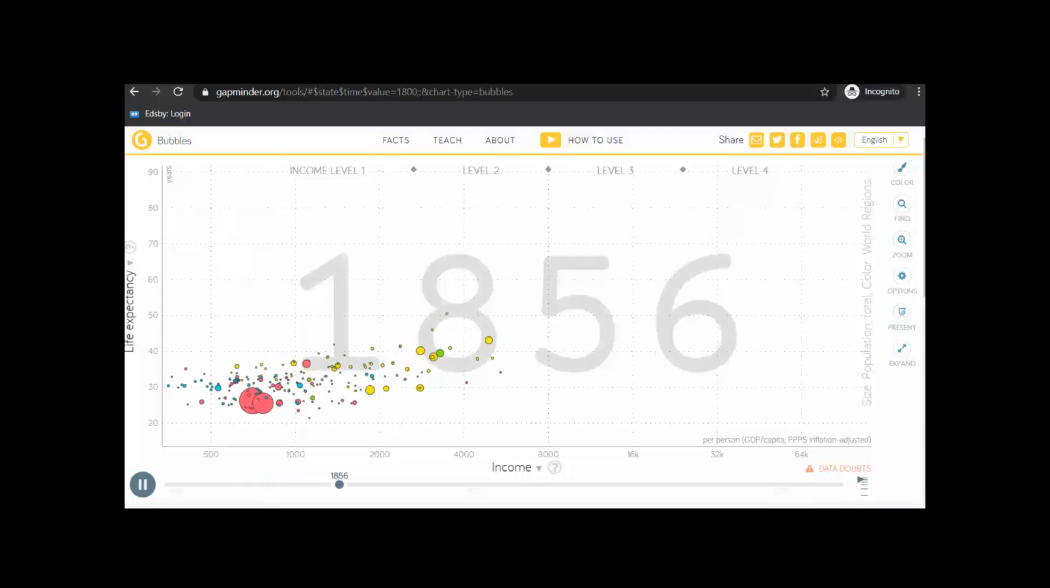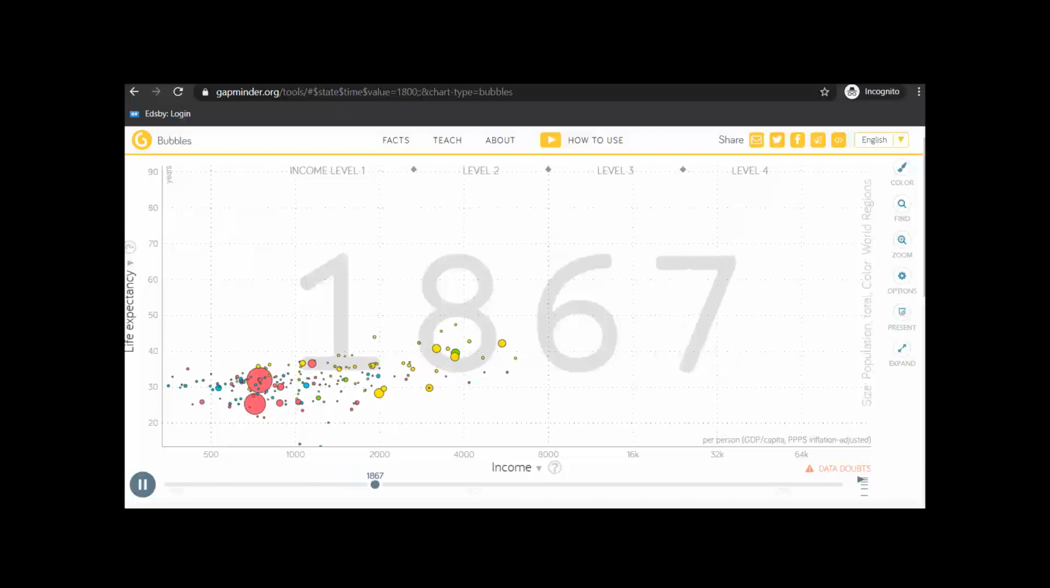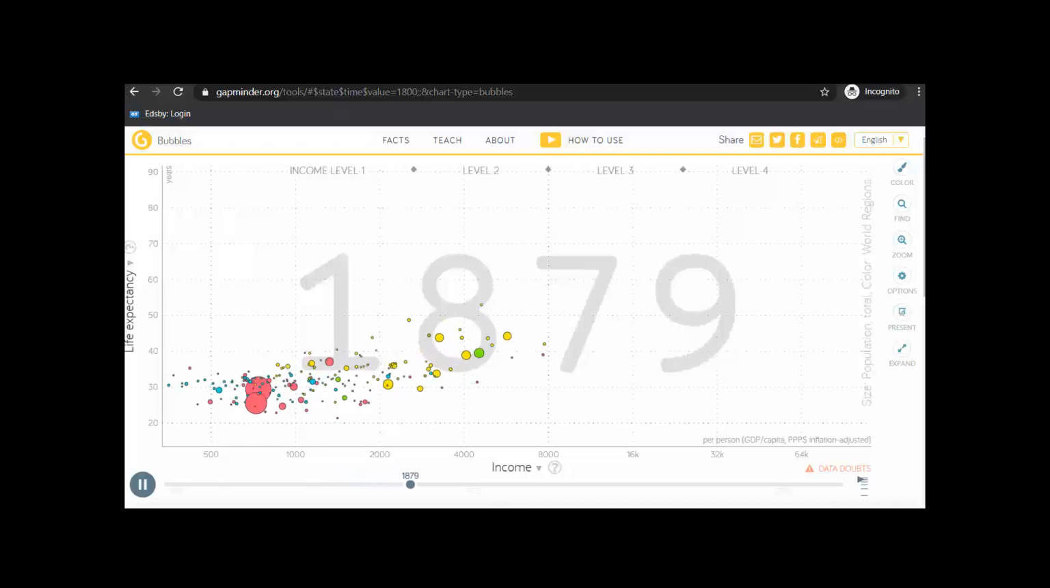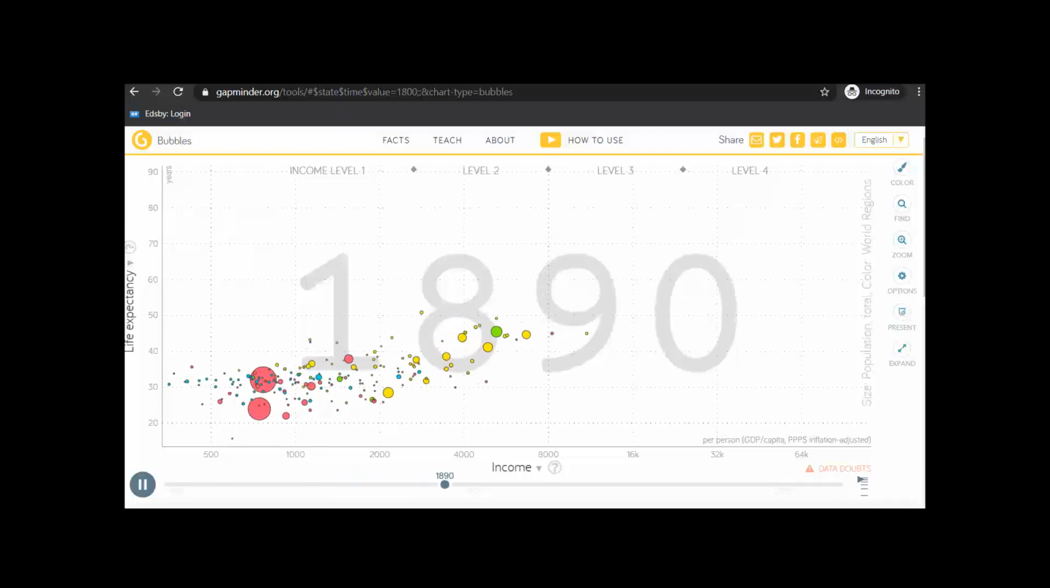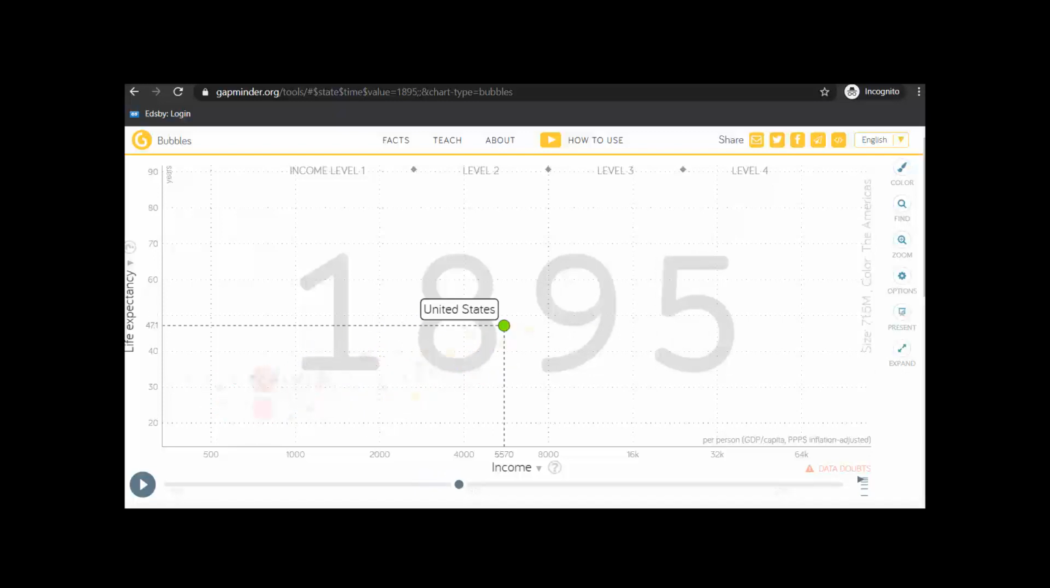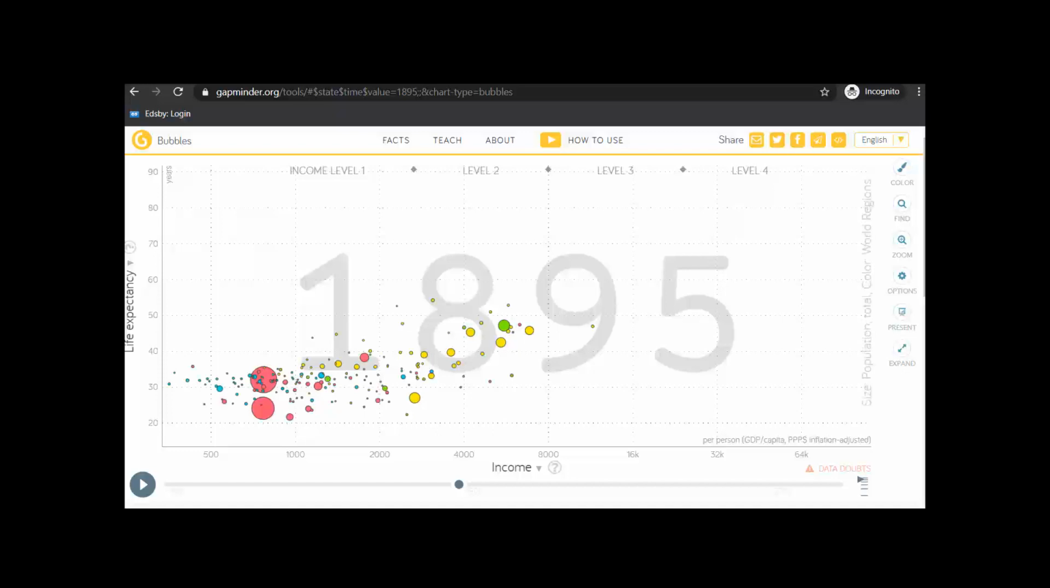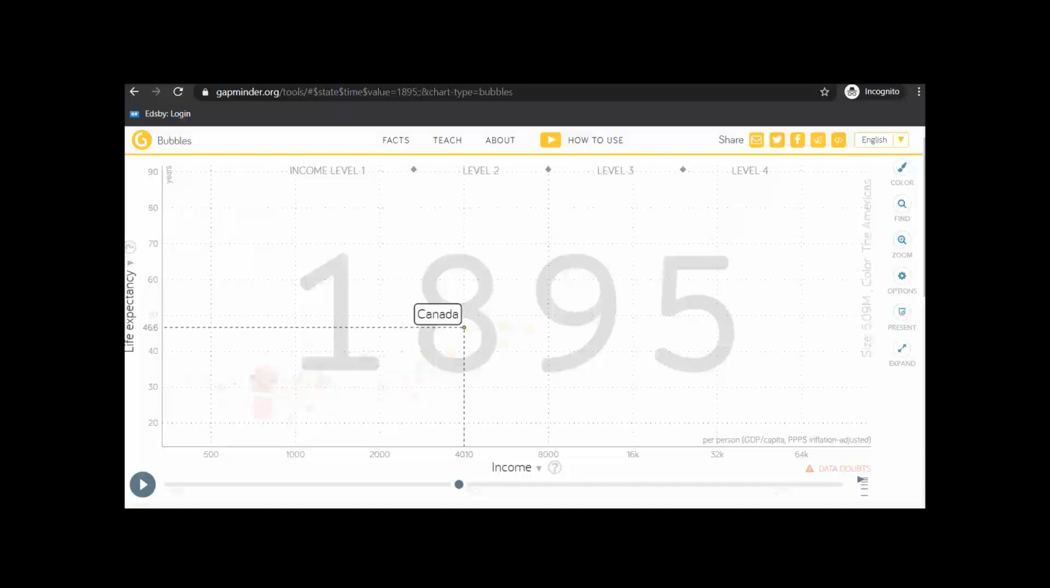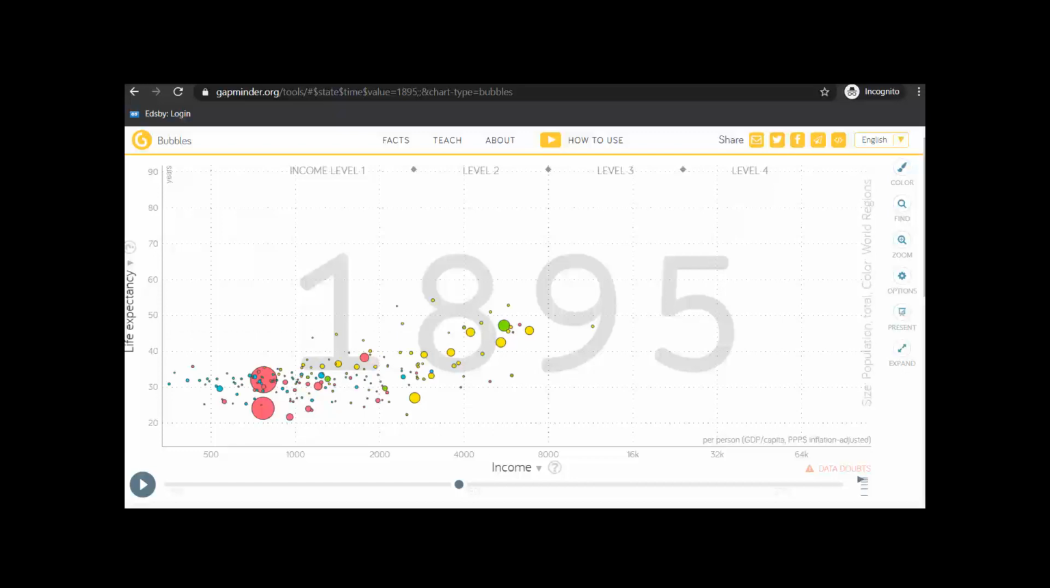And over the course of almost 100 years, you'll notice that these dots, which represent countries, okay, so the big green dot is always the United States over here, the small green dot is Canada. The yellow dots represent European countries. So the colors represent regions. Yellow is Europe, green is the Americas, red is Asia and South Asia, and blue is Africa.